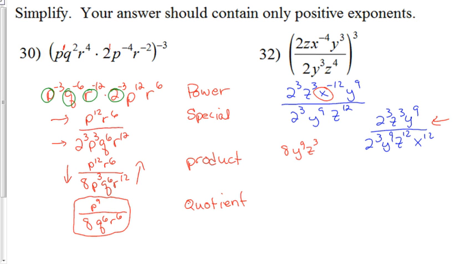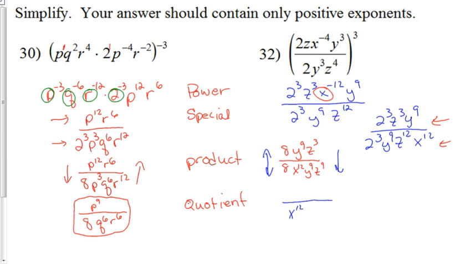Write them in order. Look at the bottom, nothing combines there. Write them in the same order. And now we do the quotient property, so we look up and down. 8 divided by 8 is 1. It cancels out. The x's, there are 12 extras on the bottom.